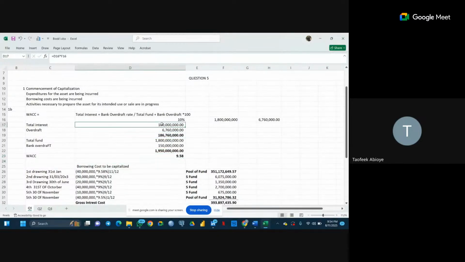So this 180 million is how we get it. Let's look at the formula again. The total interest. What do you mean by the total interest?